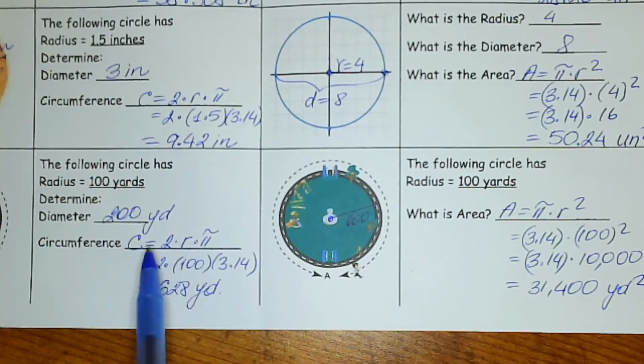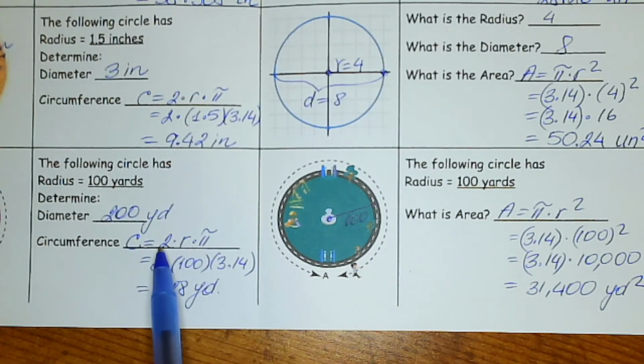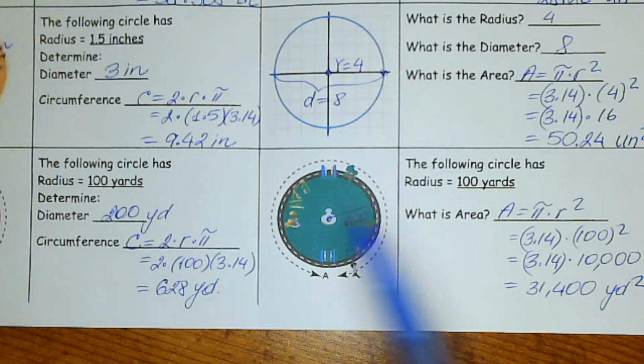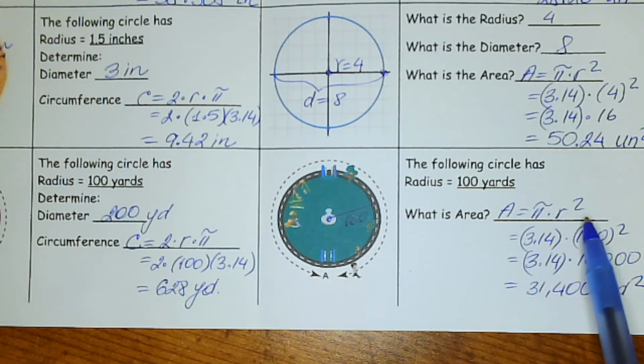To find the circumference, we have the formula 2 times radius times pi. For the area, pi times radius squared.